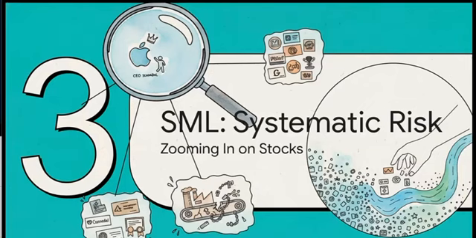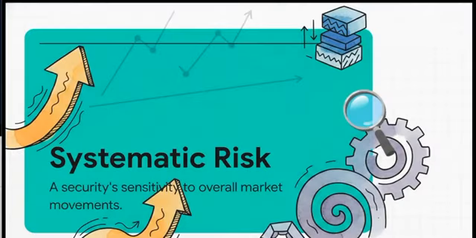Part 3, SML, systematic risk. Now we're zooming in on individual stocks. Now, that CML model we just talked about completely fails if you try to use it for a single stock like Apple or Tesla. Why? Because individual stocks are full of unsystematic risk. Think about a chaotic CEO scandal dropping out of nowhere, or a sudden massive supply chain failure.